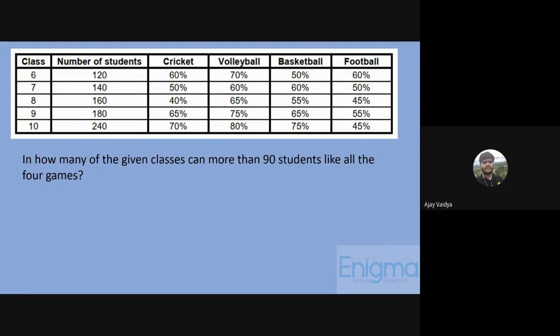So can you explain what this question means? I don't even understand what this means. Yes, I'll explain. Okay, now understand this question. यहाँ पे क्या दिया है? In how many of the given classes can more than 90 students like all the 4 games?